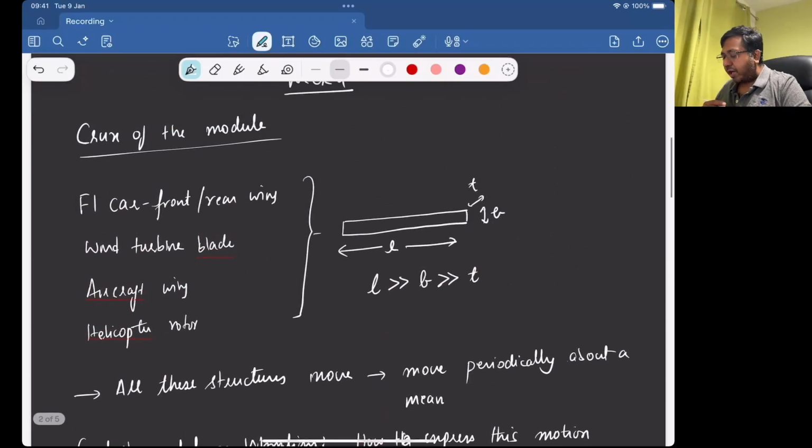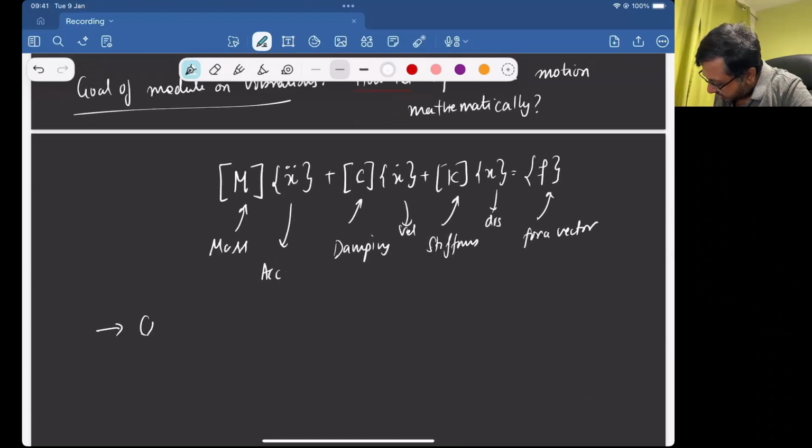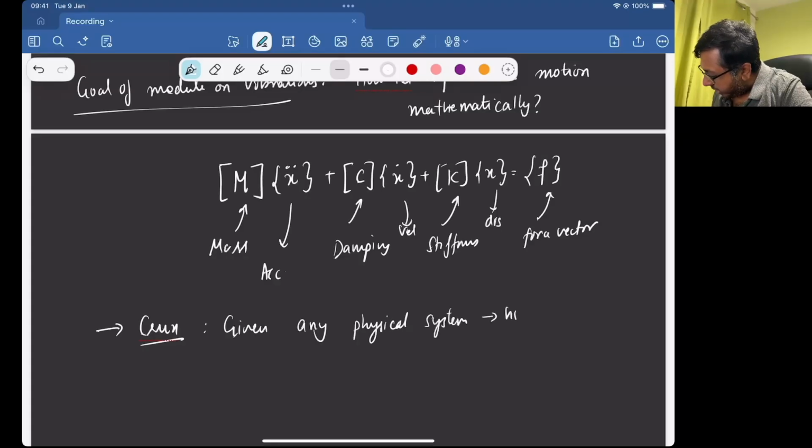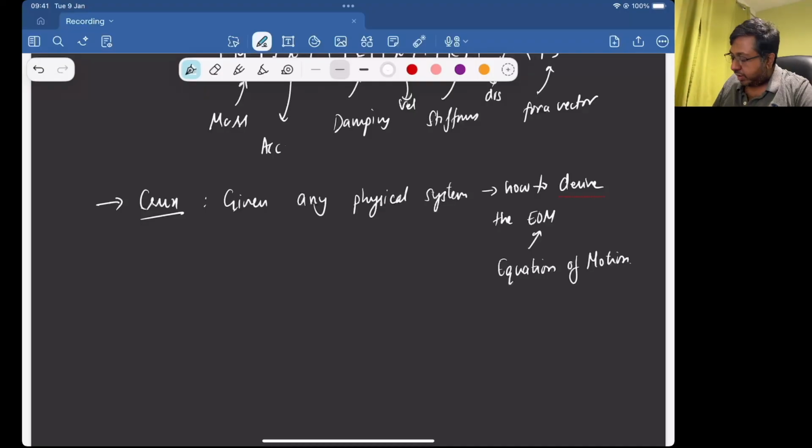So the whole crux of the module is to derive the equation of motion: given any physical system, how to derive the equation of motion. I'm going to use EOM going ahead, so that I don't have to write equation of motion every time. So all our time will largely be spent understanding how we derive this equation of motion.